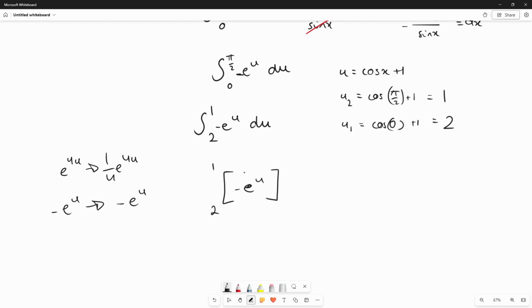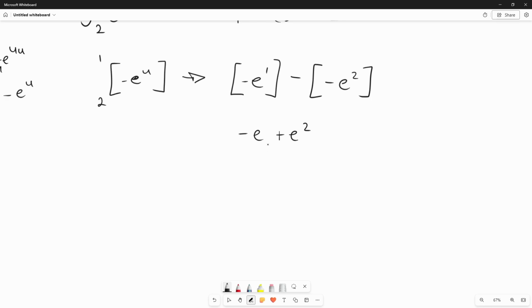Okay, so let's substitute our limits. So you get minus e to the u from 1 to 2. Minus e to the 1 minus e squared, which is minus e plus e squared. Let's just write that so it looks nicer. So e squared minus e, that's what we get.